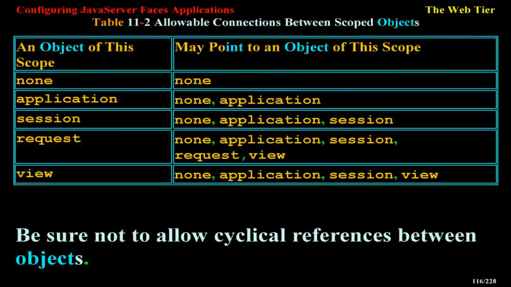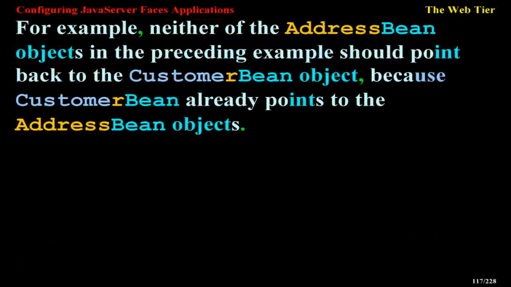Table 11-2: Allowable connections between scoped objects. An object of the scope may point to an object of the scope: none, application session; none, application session, request; none, application session, request, view; none, application session, view. Be sure not to allow cyclical references between objects. For example, neither of the address bean objects in the preceding example should point back to the customer bean object, because customer bean already points to the address bean objects.